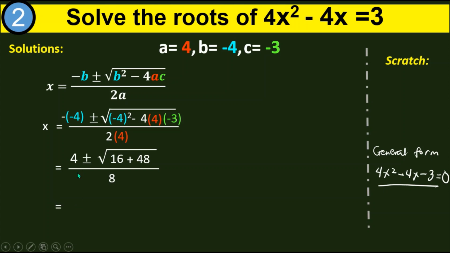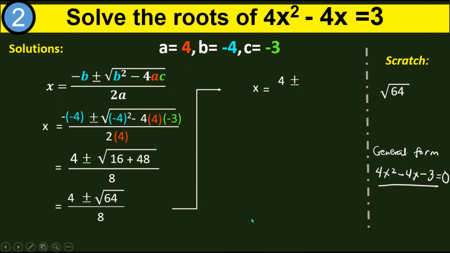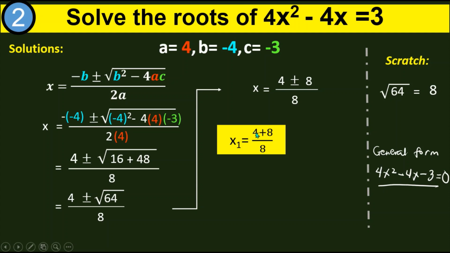Okay, and then next is 4 plus and minus, i-add natin yung 16 plus 48 is equal to the square root of 64 over 8. Okay, so x is equal to 4 plus and minus. We all know that square root of 64 is equal to positive and negative 8. So, 8 over 8. So, paghiwalayin na natin yung ating solutions na yung isa ay plus and then yung isa ay minus. So, we have x sub 1 is equal to 4 plus 8 over 8 and then the other one is 4 minus 8 over 8.